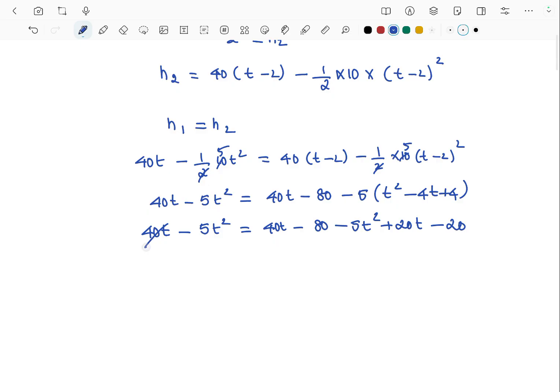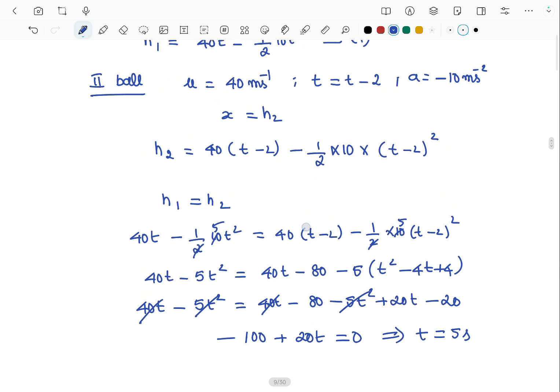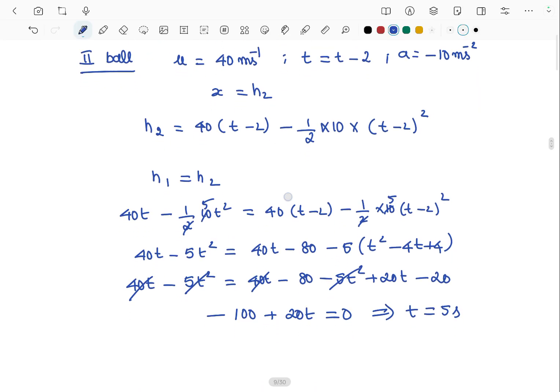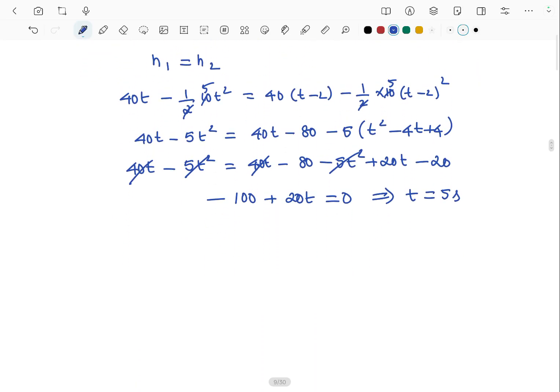Let's cancel out terms here. We are left with minus 100 plus 20t is equal to 0. From here we have got t to be 5 seconds. Since they are asking us to find the time, we found it, but we also need to find the height. So let's get the height now.